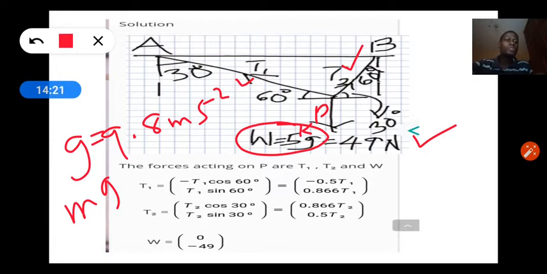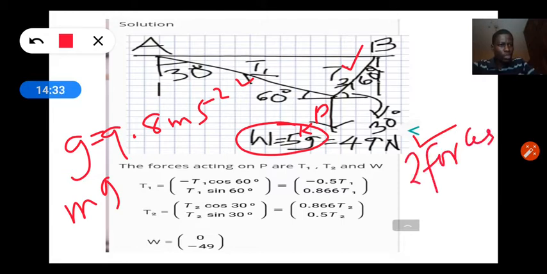How many forces are acting on P? There is T1 and there is T2. Only two forces. They say all forces acting on P. There are two forces on P. So that's what we want to do now.